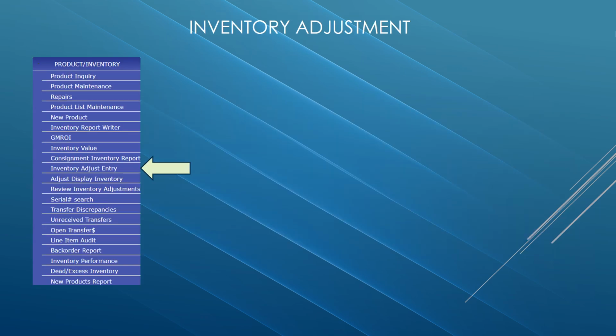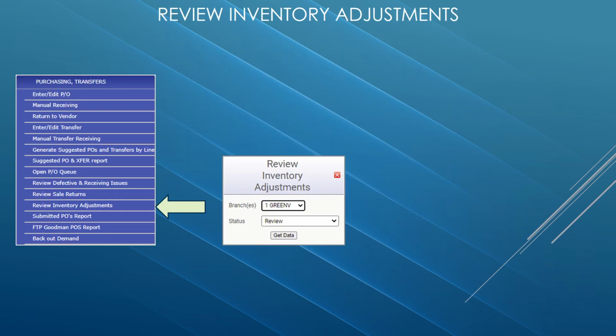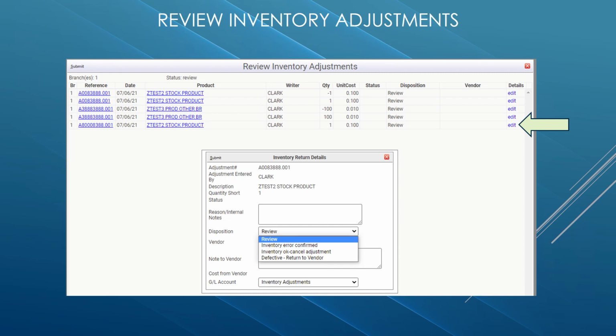Inventory adjustment. Inventory adjustment should only be used for quick and dirty fixes since there is little to no accountability. Indicate defective or repair if relevant. In most cases, though, you should use the warehouse program cycle count and warehouse locations if you are doing normal quantity and location adjustments. Review inventory adjustments is used to manage sales returns that need further processing. Review and submit the changes as needed. Other general ledger accounts can be selected if appropriate.